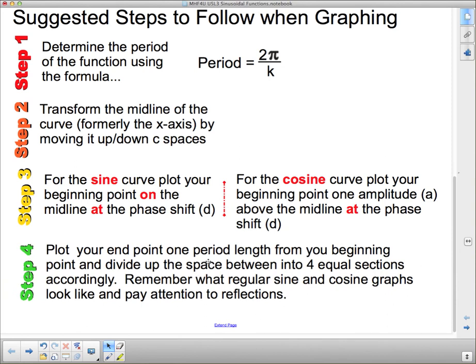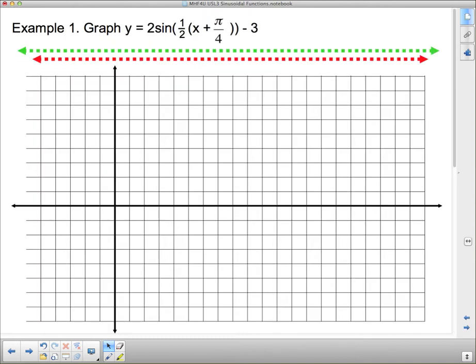And then plot your end point 1 period length from your beginning point and divide up the space between into 4 equal sections accordingly. Remember what regular sine and cos graphs look like and pay attention to your reflections. Okay, now we're going to employ this as we graph a few things and hopefully it'll become more clear.